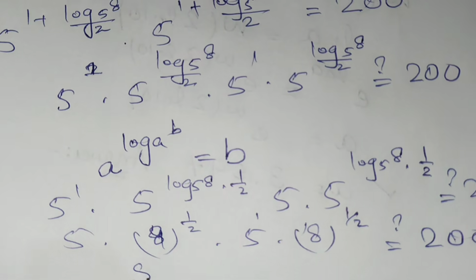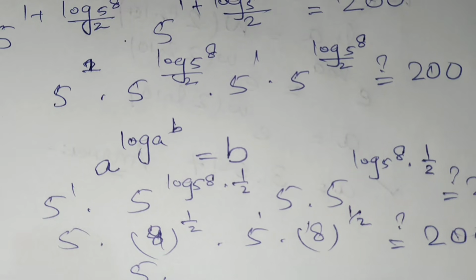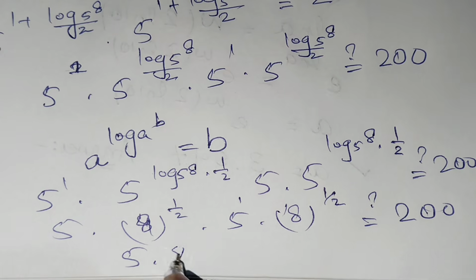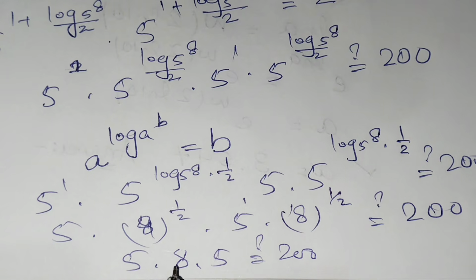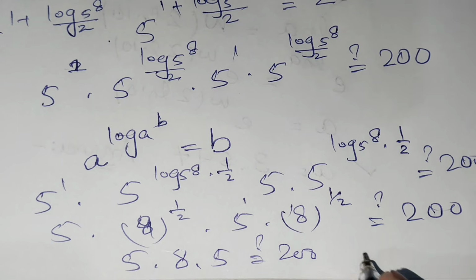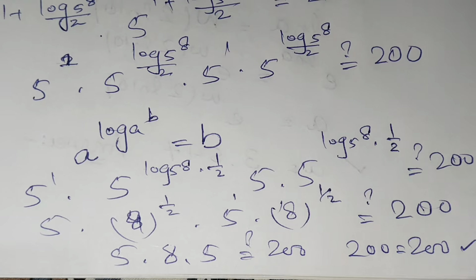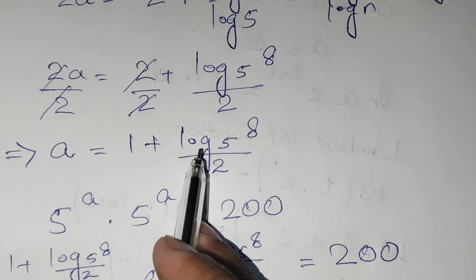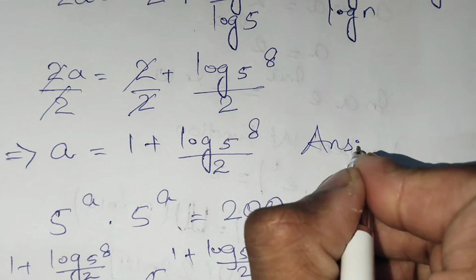This is 5 times 8 power 1 by 2. This is square root 8 times square root 8, which is 8. This is 5. 8 into 25 is 200, equals 200. Left hand side equals right hand side. So the final value of a is 1 plus log of 8 with the base 5 over 2. This is the final answer.